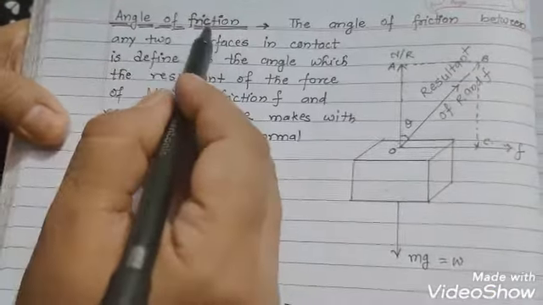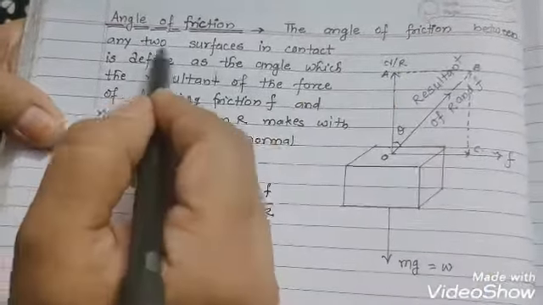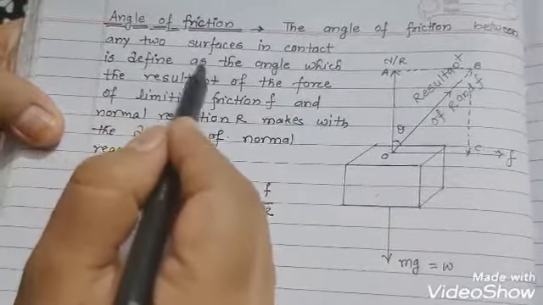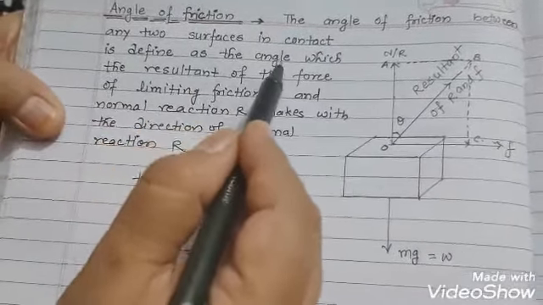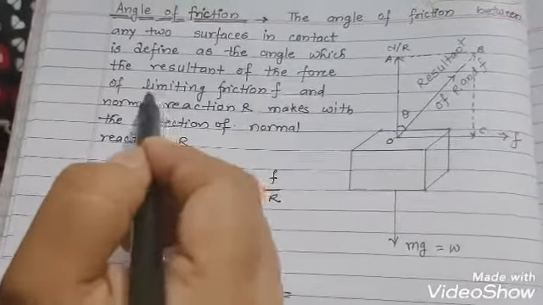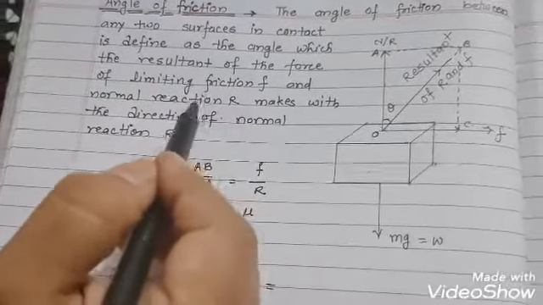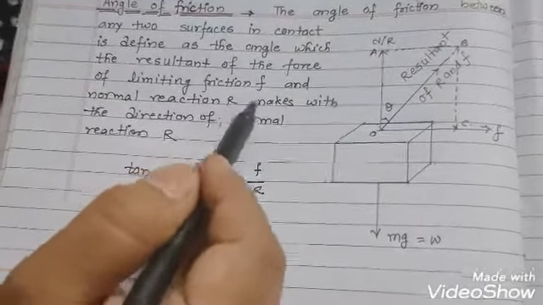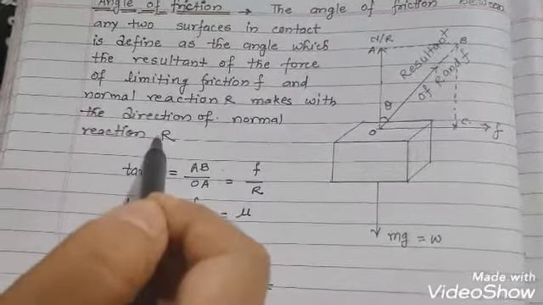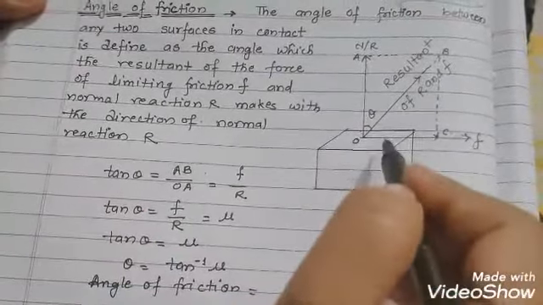Angle of friction. The angle of friction between any two surfaces in contact is defined as the angle which the resultant of the force of limiting friction F and normal reaction R makes with the direction of normal reaction R. We'll understand it in a better way with this diagram.